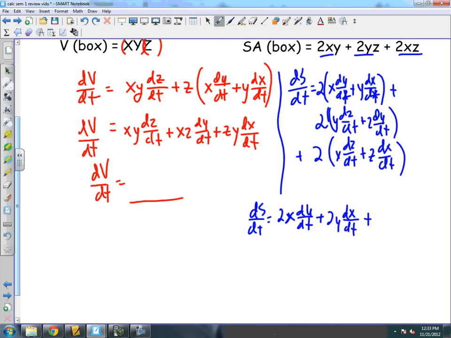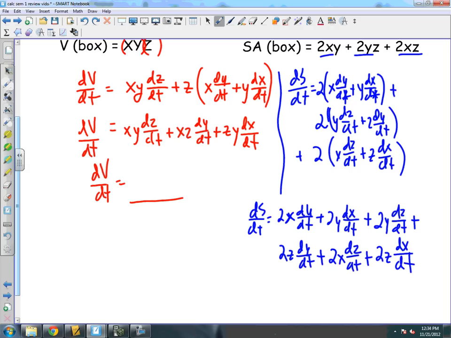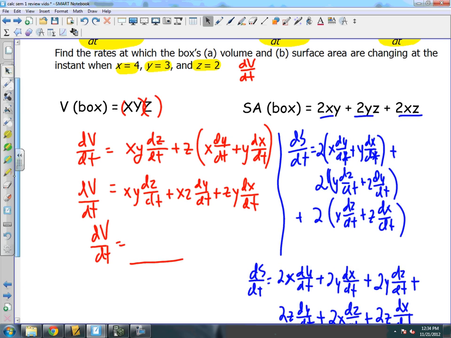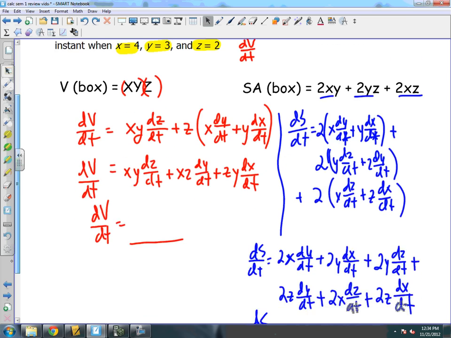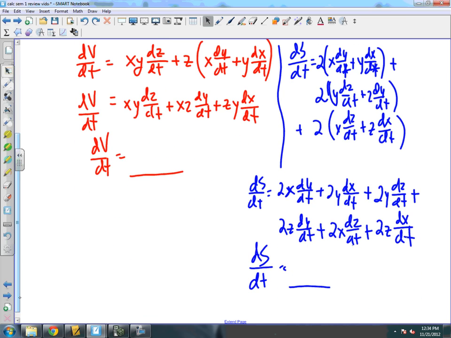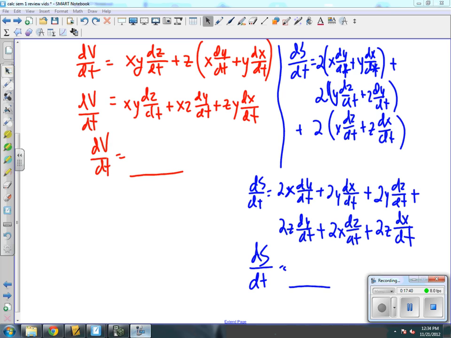And then you've got 2y dz/dt plus 2z dy/dt plus 2x dz/dt plus 2z dx/dt. All right, and once again, at this point, you would plug in everything that you know, and you've got all your values up at the top. I would plug in all the x's for x's and all the z's for z's and all the dx/dt, dy/dt, and dz/dt's, and you would get your answer. Again, it is in the back of the answer sheet. Hope this helps, and hopefully you can do a little better on your test because of this video. Thanks.